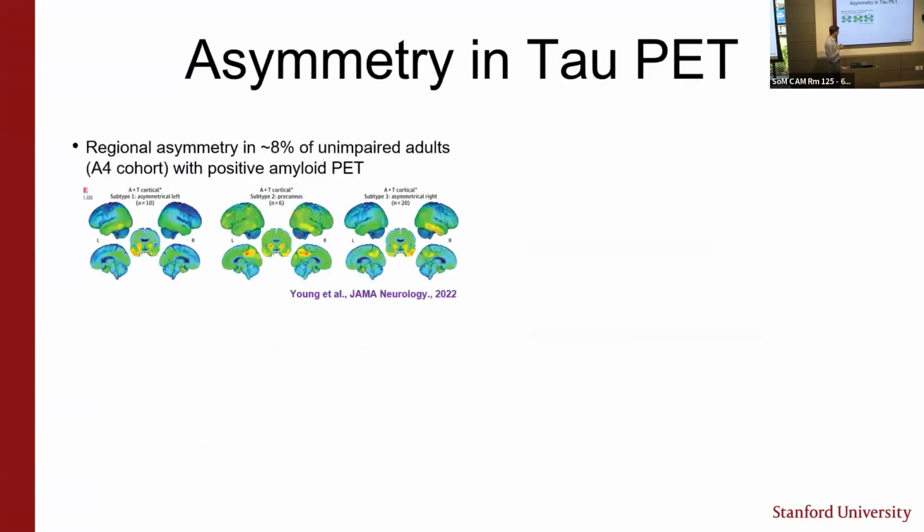And I was particularly interested in this and the question of asymmetry, which we've really only discovered fairly recently. And work from our own lab, Dr. Christina Young, has identified that even in asymptomatic, cognitively unimpaired older adults, up to 1 in 11 or so who are amyloid positive have an asymmetrical tau PET signature on their brains. But we don't really know what this means because we don't have great longitudinal data from these individuals.